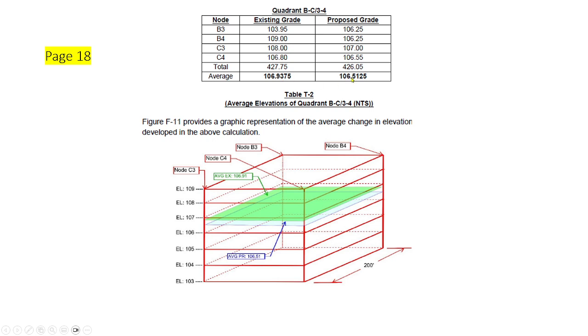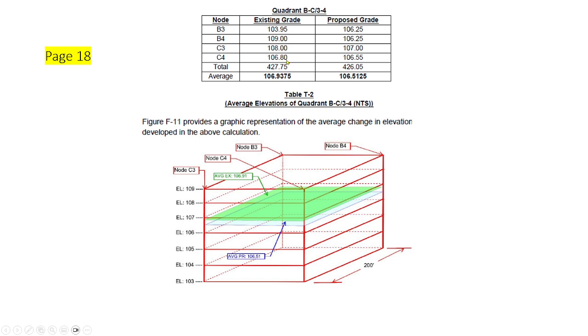This is the average of the same four corners here. So it's 106.51. Now listen, if I take 106.94 and I subtract the proposed 106.51, it's going to be a net cut, because it's going to be positive, of 0.43. Now they're not showing it here because I'm a little ahead of them in my notes here.